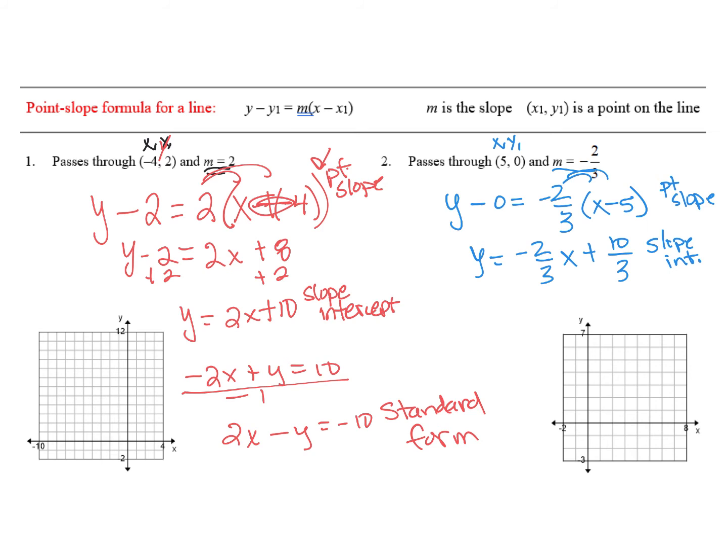Then if we move the x term over, we get 2/3 x plus y equals 10/3. And typically in standard form, we don't leave fractions. So since the denominator is 3, I'm going to multiply everything by 3, and that's going to give me 2x plus 3y equals 10, and there's your standard form of that line. So as you can see, given information, we can move from point slope form to any other form that we need.